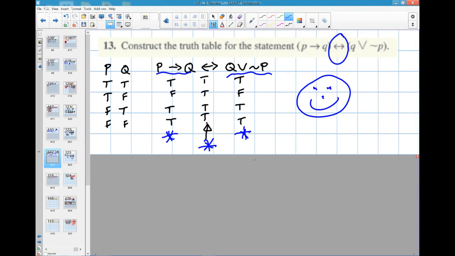By the way, I did get your notebook. Appreciate that you got it in nice and early. I have not corrected them yet, but I did get yours. Good, good.